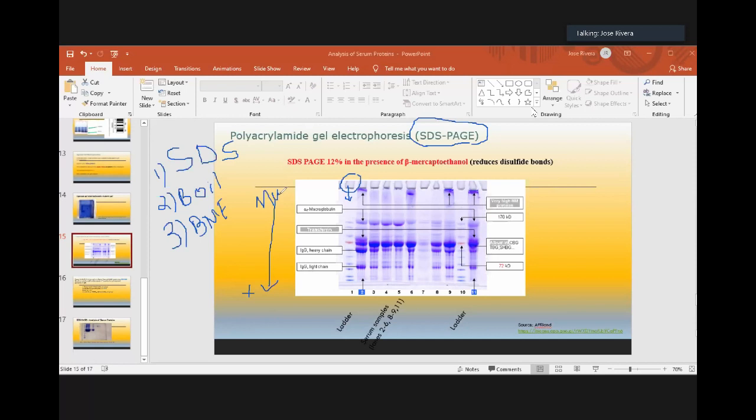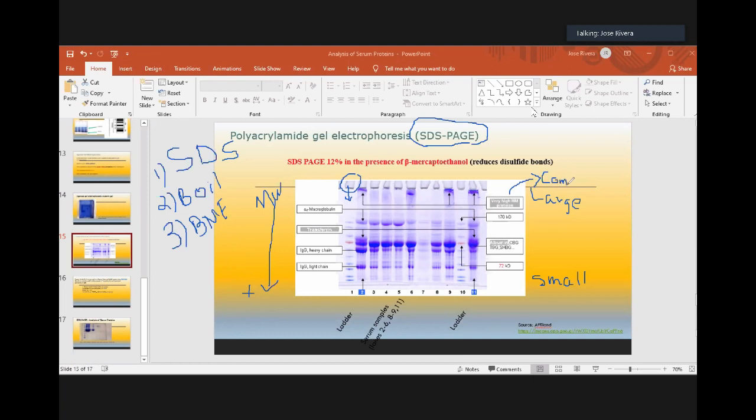Okay, so molecular weight, meaning that on the bottom, they're going to be the small ones, the small proteins. And in the top, you're going to have the large proteins. Okay, so anything that is like a complex of proteins or a very large protein is going to be on the top.